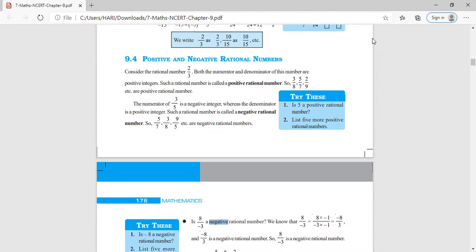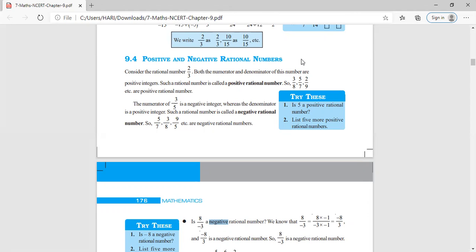What are rational numbers? Rational numbers are those numbers which can be expressed in p by q form, where the numerator p is a positive integer or a negative integer or 0, and the denominator q is either a positive integer or a negative integer. Now we are going to learn about positive and negative rational numbers.